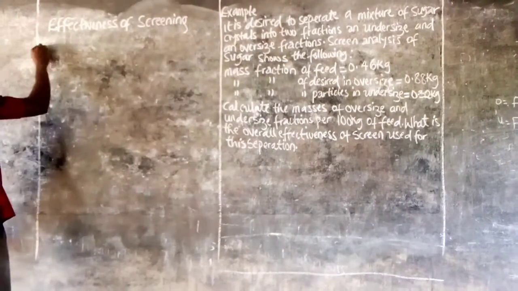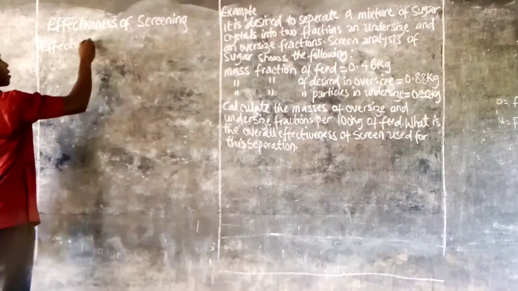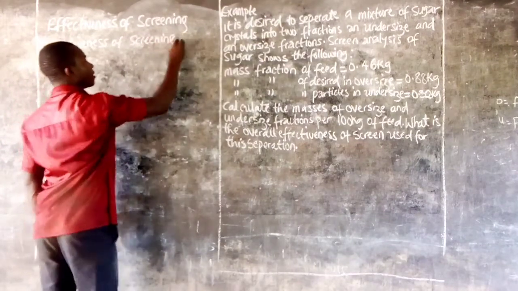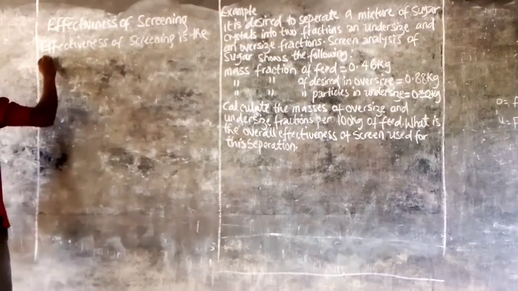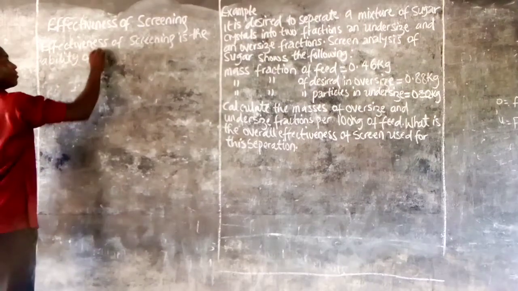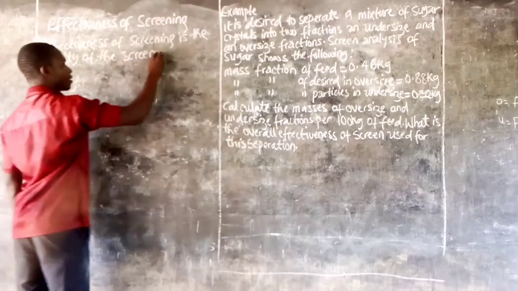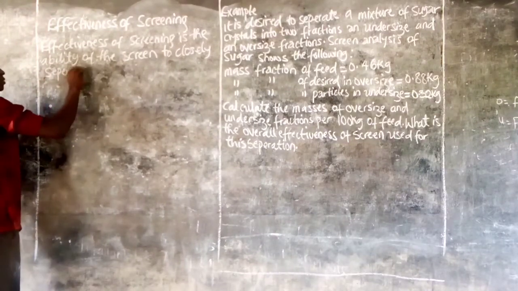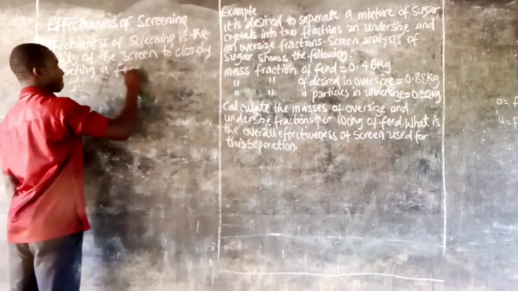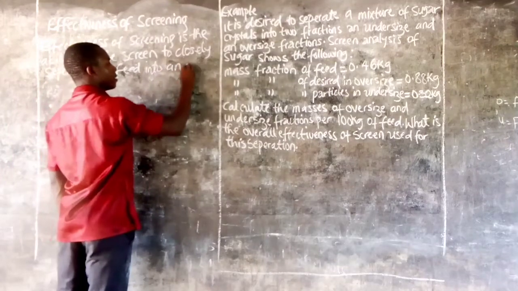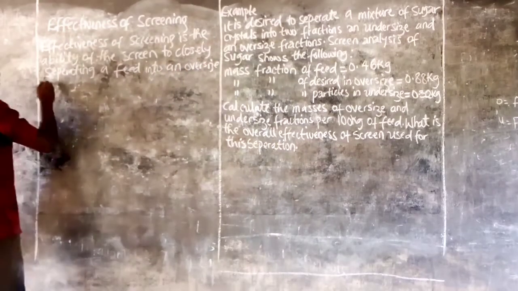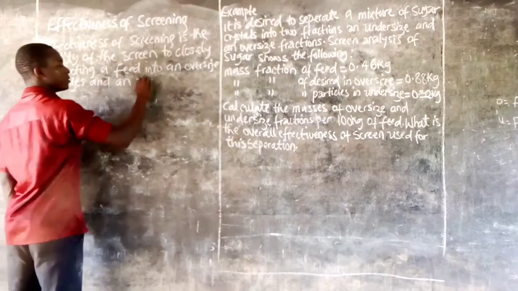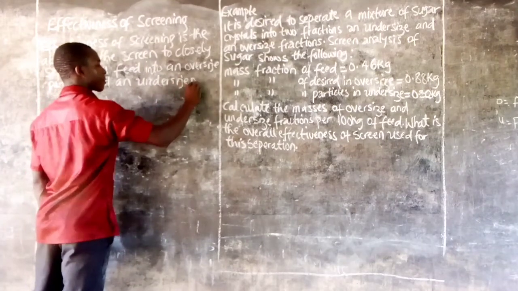And so they say that the effectiveness of screening is the ability of the screen to closely separate a feed into oversized particles and undersized particles.